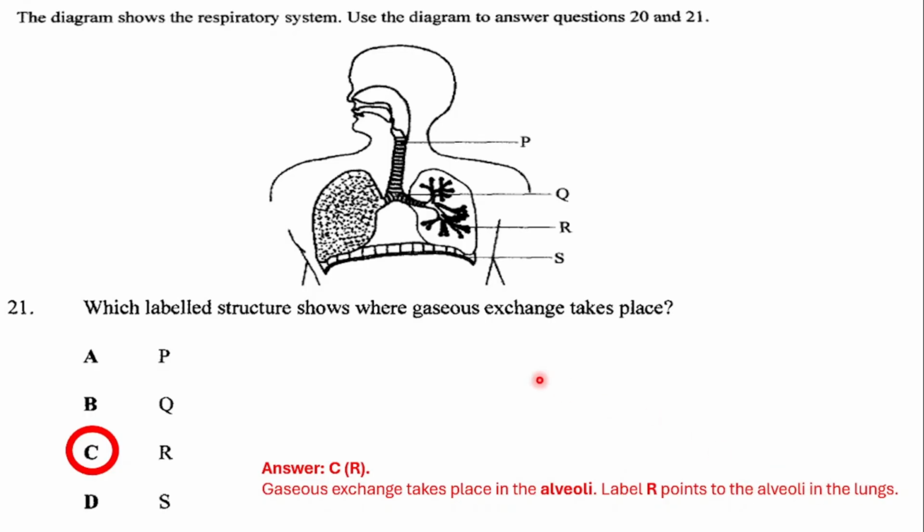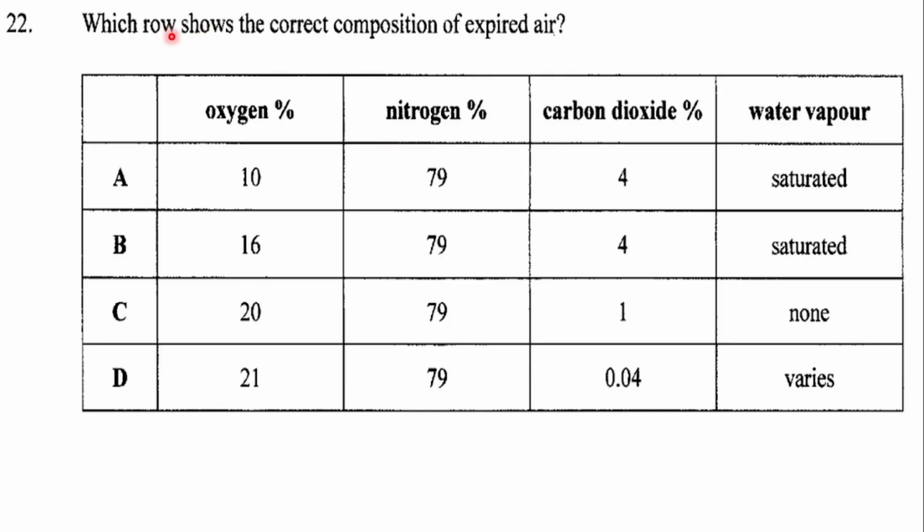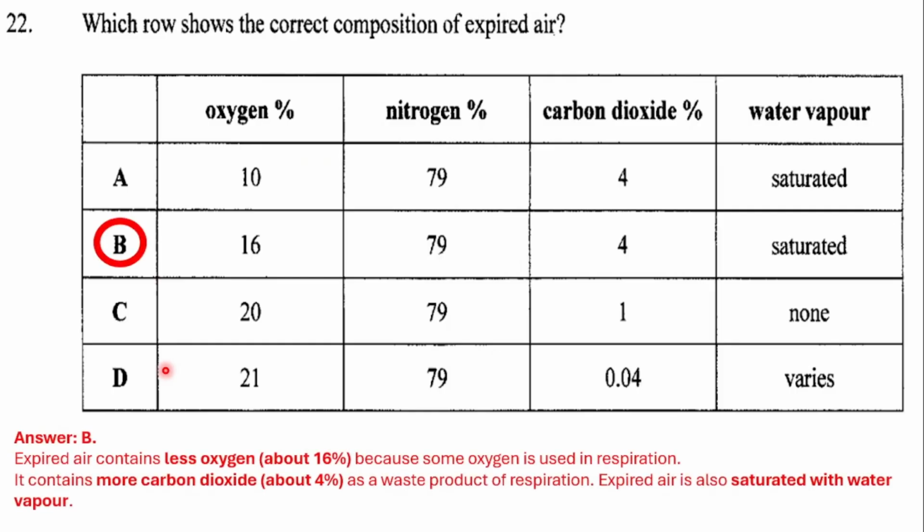Let's move on to question number 22, and it says, which row shows the correct composition of expired air? Not inhaled air, but expired air. So we have A, B, C, and we have D. So which is the correct answer? Well, the correct answer is definitely going to be B, because we have 16% oxygen, we have 79% nitrogen, we have 4% carbon dioxide, and the water vapor is saturated.